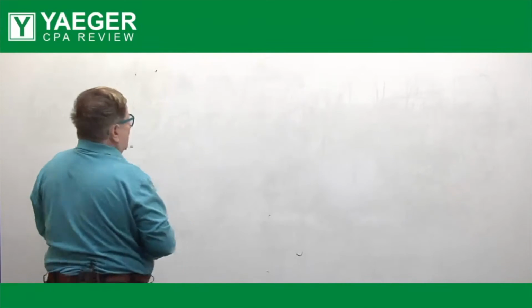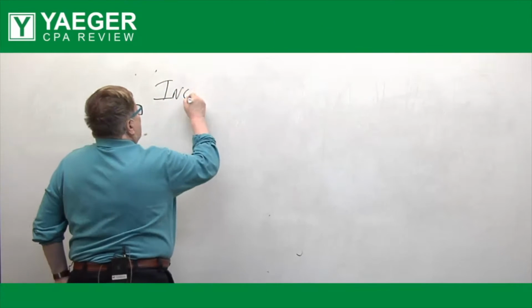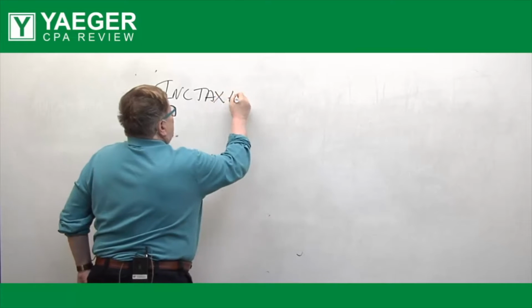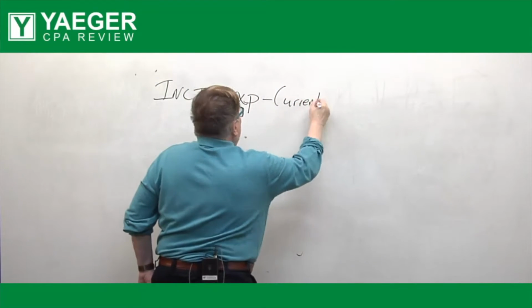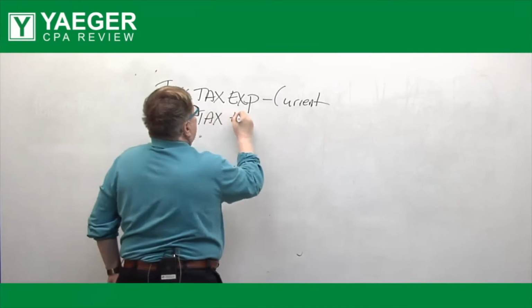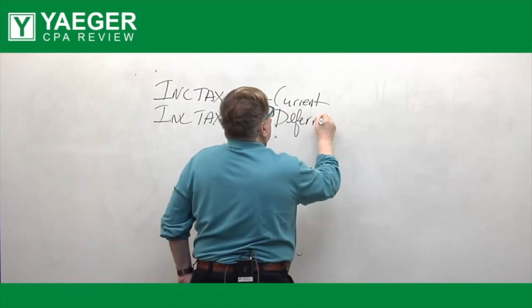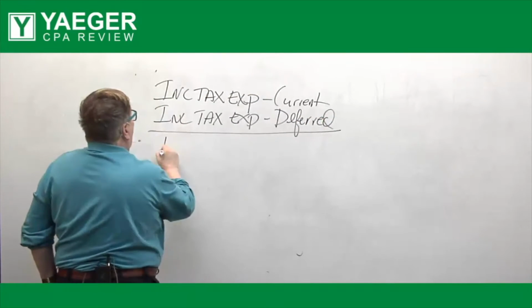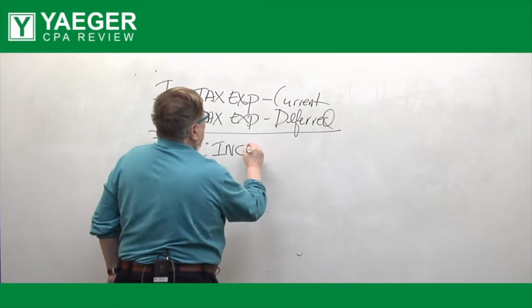Now, I want to give you a review on this, and you have to remember that income tax expense on the income statement is made up of income tax expense current and income tax expense deferred. These two equal your total income tax expense that goes on the income statement.